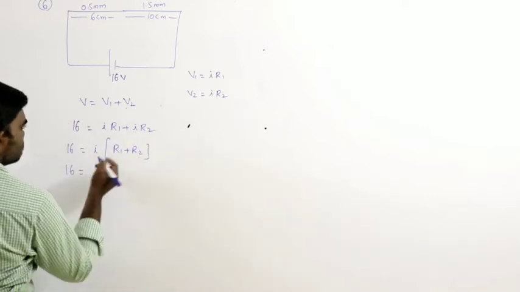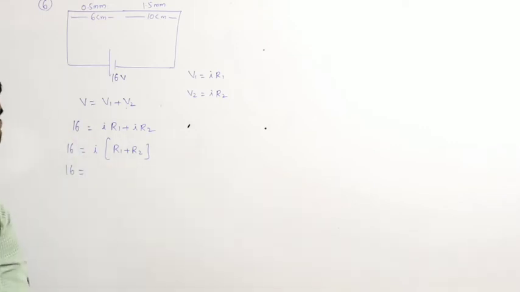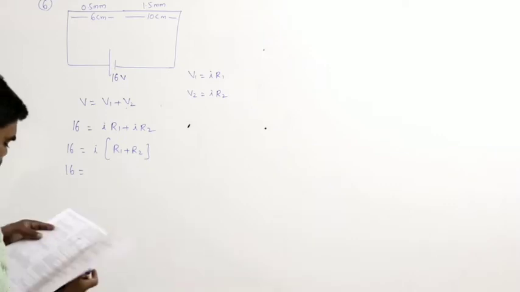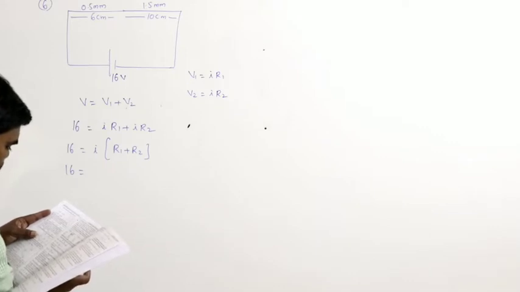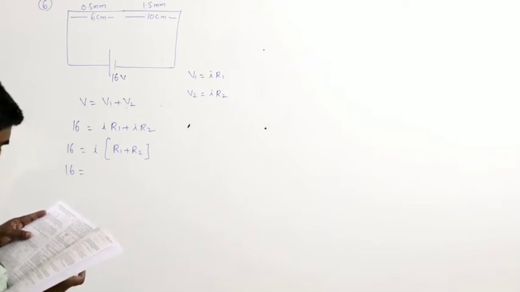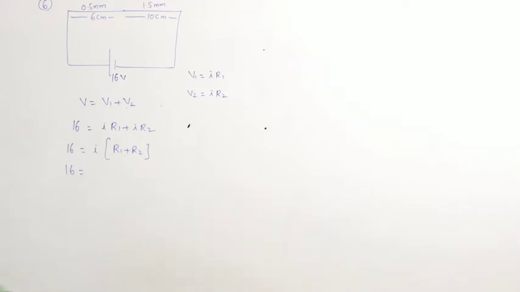So 16 is equal to I, which can again be written as total potential by total resistance. What we have to calculate is the potential difference across the shorter wire.